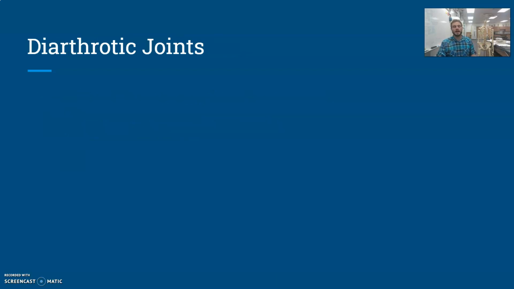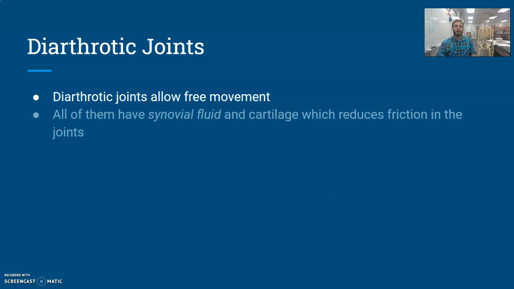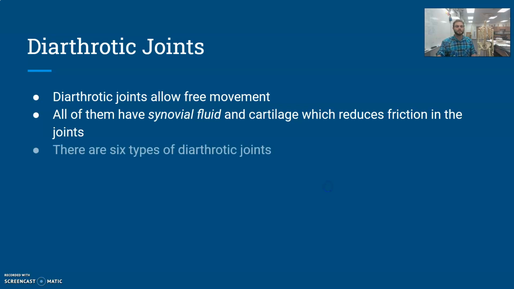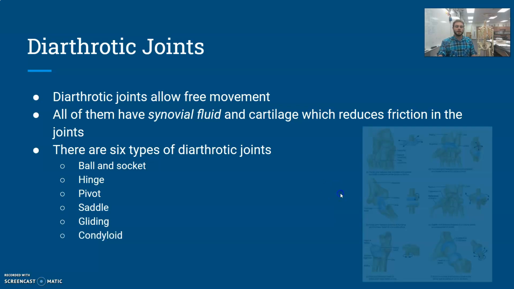The last one is your diarthrotic joints. These are ones that allow free movement. Usually when you think of a joint, you're probably thinking of a diarthrotic joint. All of these joints are going to have synovial fluid. They're going to have a capsule and everything. They're going to have cartilage to reduce friction in those joints. Remember the articular cartilage from your anatomy of a long bone. And there are 6 types of diarthrotic joints, and we'll cover these in the next lecture. You have your ball and socket, your hinge, pivot, saddle, gliding, and then condyloid joints.